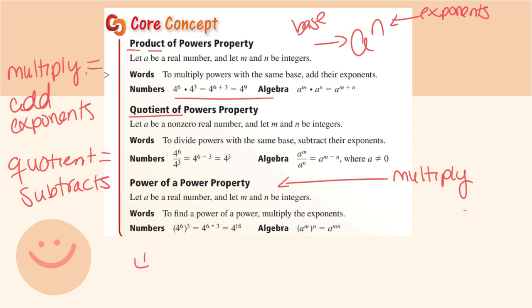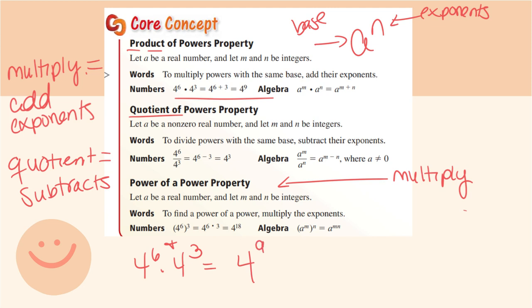We have 4 to the power of 6 times 4 to the power of 3. You're adding your exponents. You keep your base. This only happens if your base is the same. So we're keeping our base, which is 4, and 6 plus 3 gives us 9.